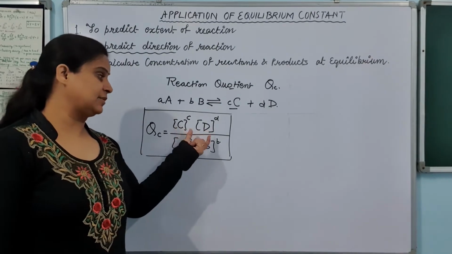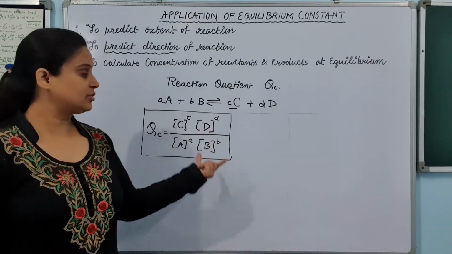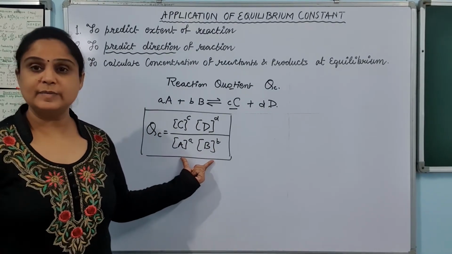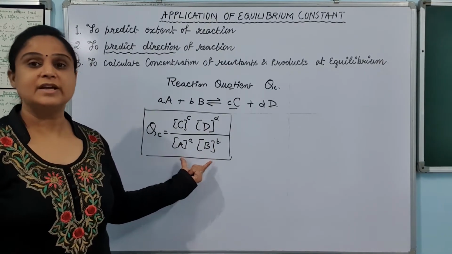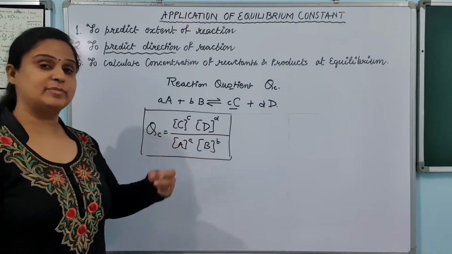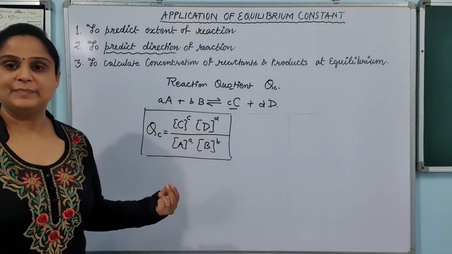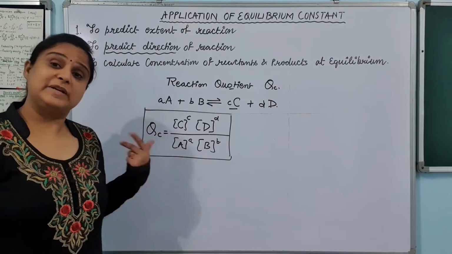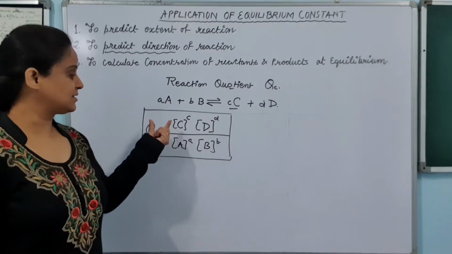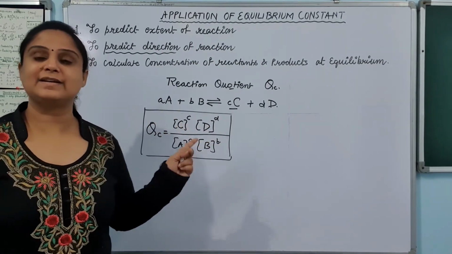During the starting time, your product will not be there. So the value of the C and D will be very less, and the reactants must be in bulk because the reaction has only just started. So this is very less and this is very high in amount. So the Qc will be very small. So the value of Qc will be very small if your reaction has just started. You have just used the concentration which is present at the starting.